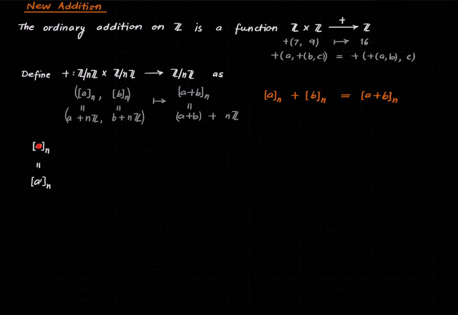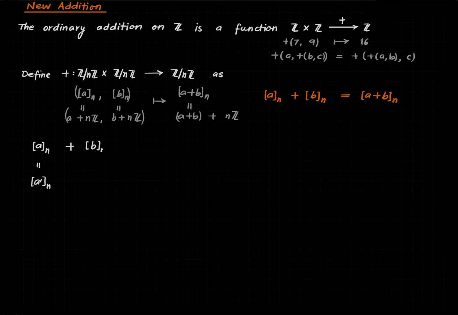A shares its equivalence class with infinitely many integers. Any integer in its equivalence class, call it A prime, will make this equality happen. All I'm saying is, if you pick A prime here, you'll get this equality. So A and A prime could be different, but they could have the same equivalence class. Similarly, B and B prime could be different, but they could have the same equivalence class.